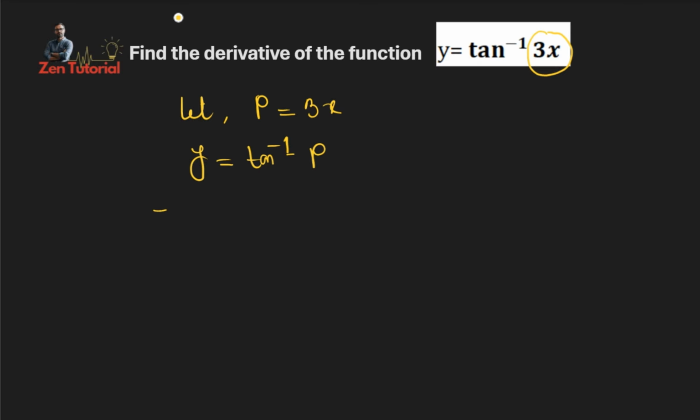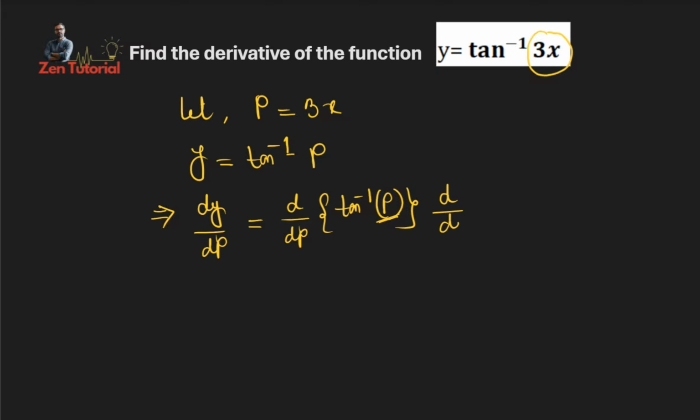Now do the same as the previous example, like dy by dp, because here the variable is p. And what we have to write? We have to write d of dp, and of course tan inverse p, and p is actually 3x. Let's do the derivation with respect to x, because p is actually 3x. Indeed here the variable is x, so we have to differentiate with respect to x. So right now we can write down, let's say p. We will change later on.